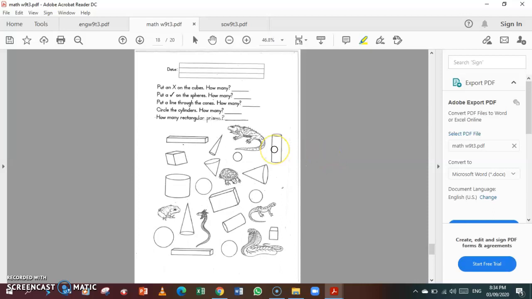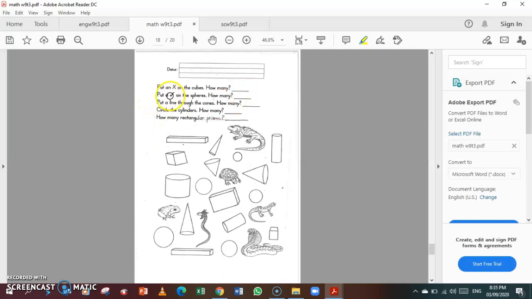Then moving on to 3D shapes. Okay, read the instructions carefully. Put an X on the cubes. Find a cube and put an X in it. Okay, now how many cubes do you have?